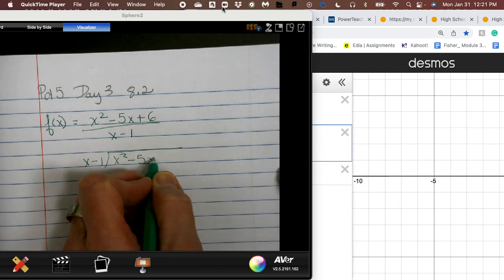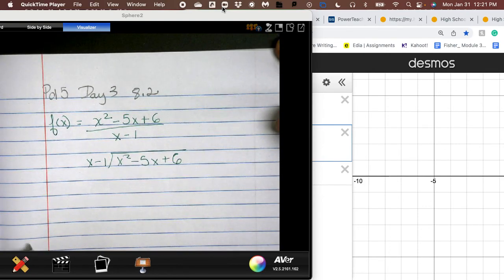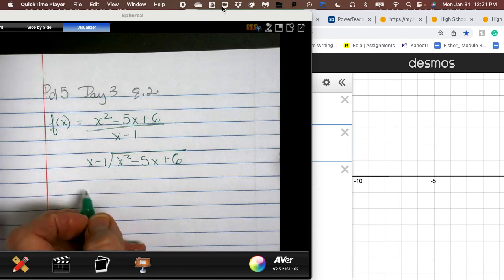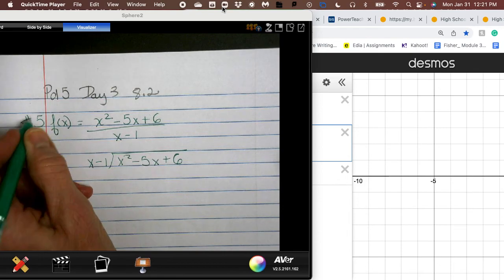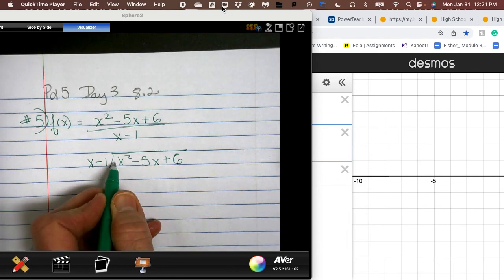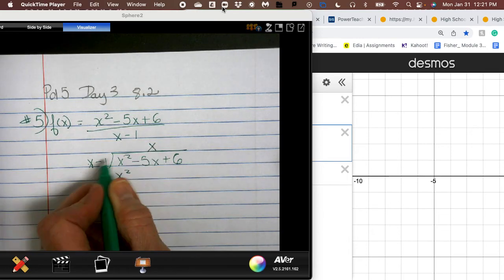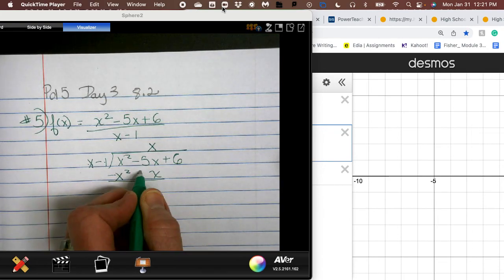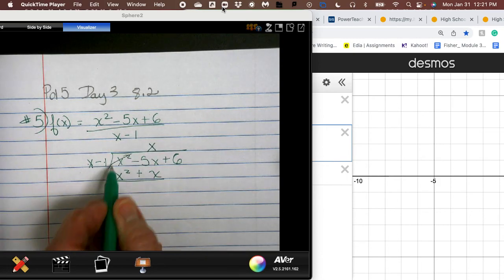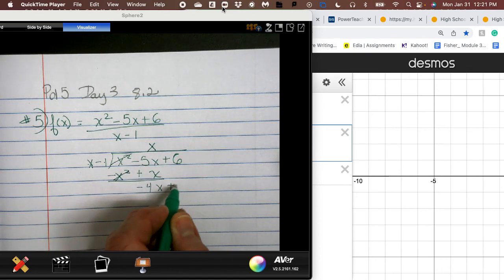You remember how to divide polynomials. This is number 5. X goes into x squared x times. So x times x is x squared. X times a negative 1 is a negative x. Draw the line, change the signs, add down. These two are 0. Negative 5 plus 1 is negative 4x plus 6.